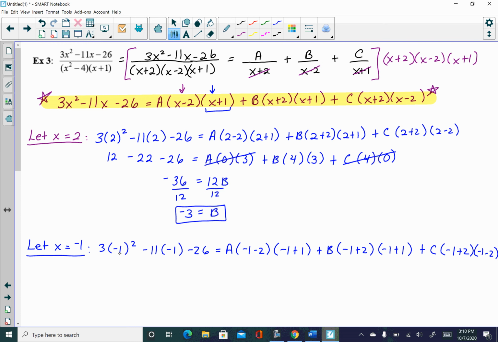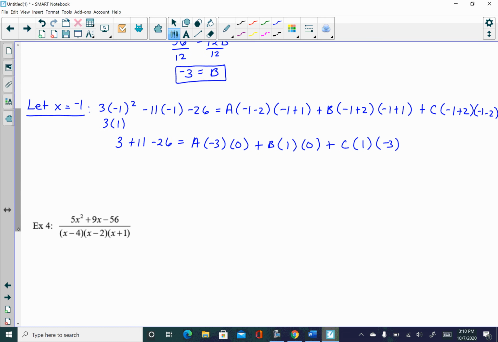So on the left-hand side here, negative 1 squared gives you a positive 1. So that's 3 times positive 1, so that's just going to give me 3. Next term, negative times negative gives me positive 11 minus 26 equals a. First parenthesis will give me negative 3. Next parenthesis will give me a 0, plus b, that's going to give me a positive 1 in the first parenthesis and then a 0 in the second, plus c, positive 1 and negative 3.